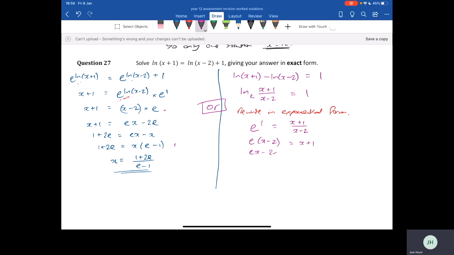So ex minus 2e equals x plus 1. Get the x's on the left: ex minus x is equal to 1 plus 2e. Factorise out the x's as before. x equals (1 plus 2e) over (e minus 1). Okay, so there looks to be a few more lines on the right, there's that red line in the middle taking up a bit of space, but it doesn't matter which way. Depending on which class you're in, you've maybe done more of one thing than the other.